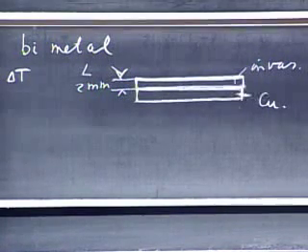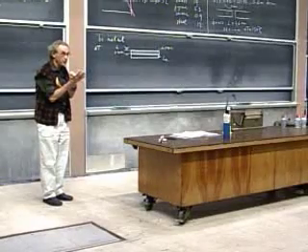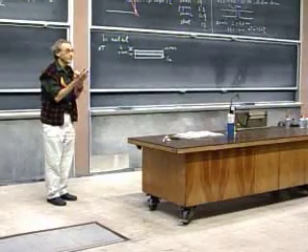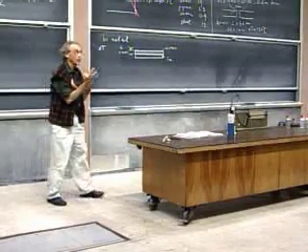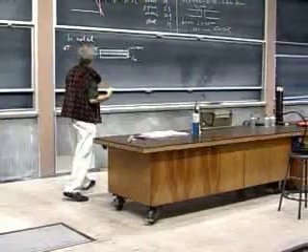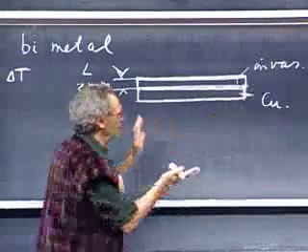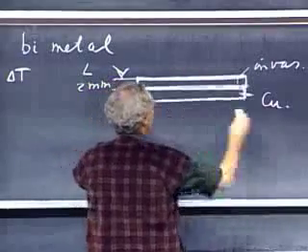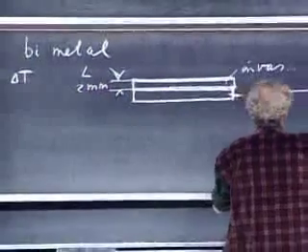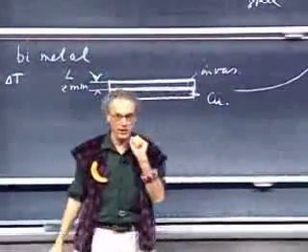If they're stuck together, they can't slip relative to each other. What will they do? They will bend. And since the invar is not going to expand very much, but the copper will, if you heat it up, it will go like this. And we'll see that there are many applications of that.